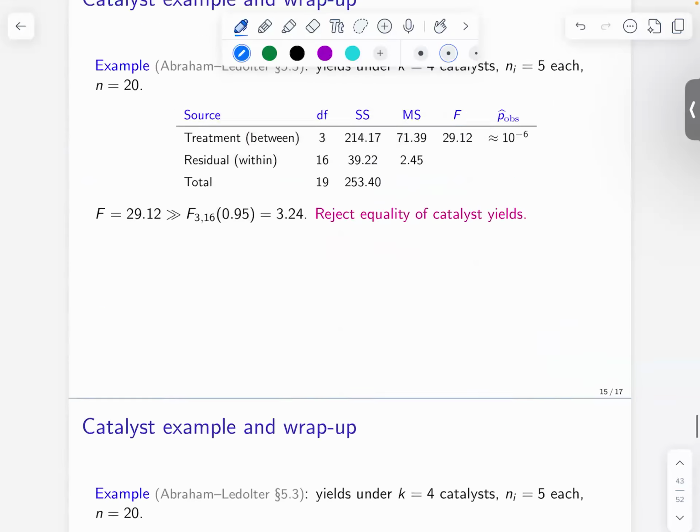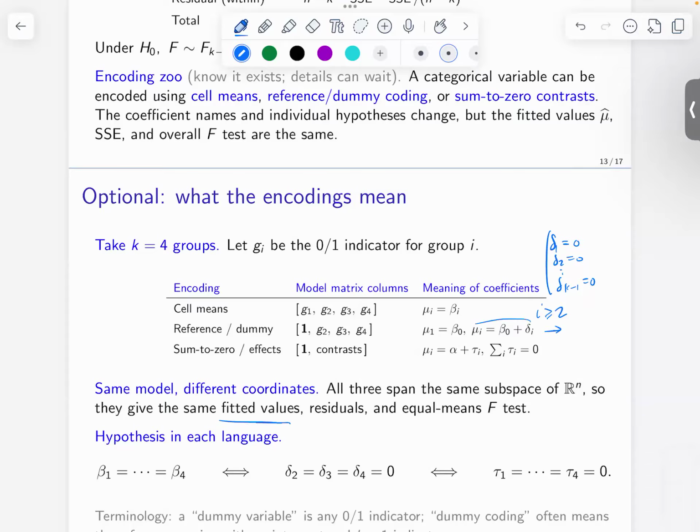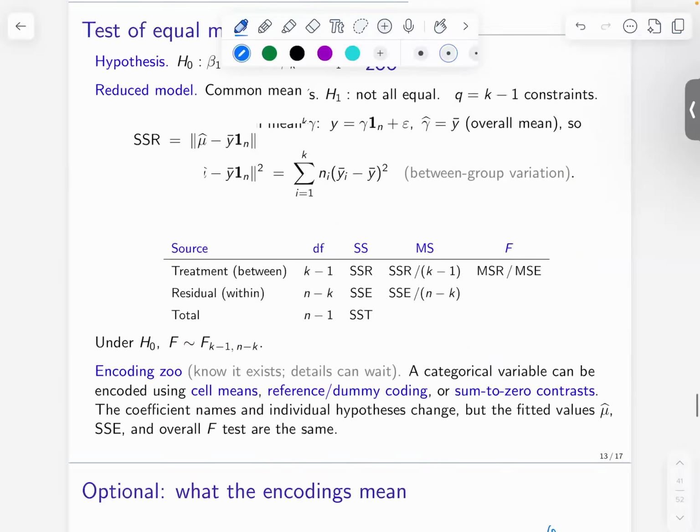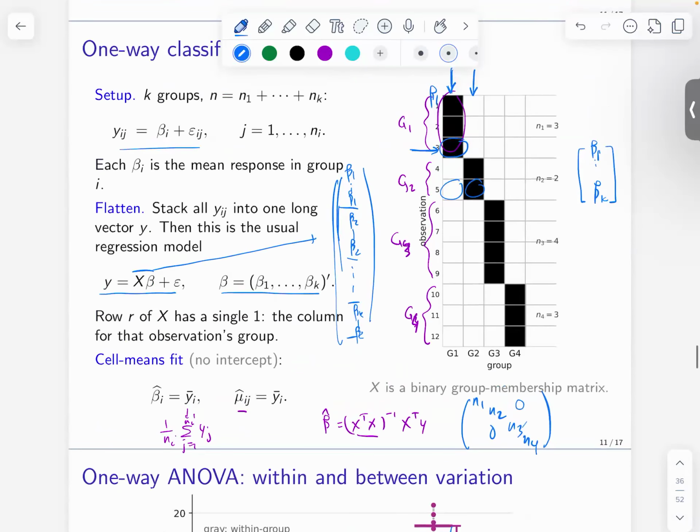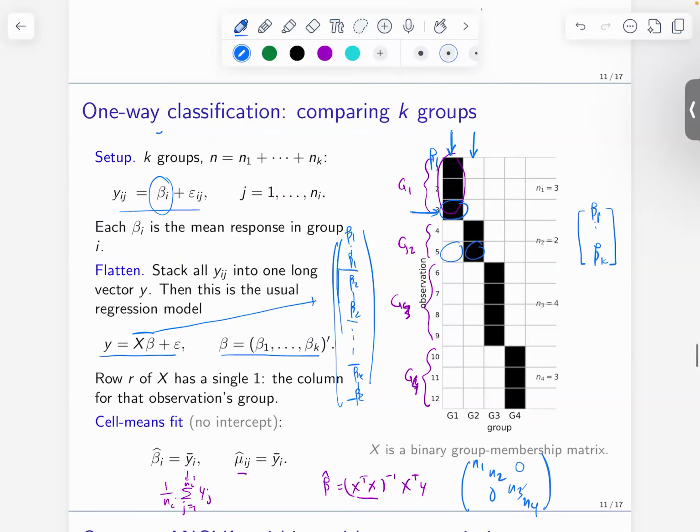I don't know if I talked about these briefly. There are different ways of encoding the mean. Last time what we did was this cell mean, so each group gets its own mean parameter, or you can use a reference group. For example, group 1 mean would be beta 0, and all the other groups would get beta 0 plus some delta. If I call group 1 beta 0, then beta 1 is equal to beta 0, beta 2 is beta 0 plus delta 2, and beta 3 is beta 0 plus delta 3. This is a different encoding, a reparametrization.